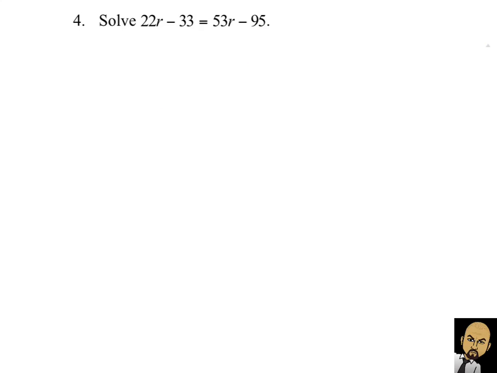And then you want to check your solution. Number 4 on your homework, here we got 22r minus 33 equals 53r minus 95. Write down your steps. Isolate the variable term, undo adding and subtracting of a constant, undo multiplying and dividing of a variable term, and then check your solutions. Again, same thing you guys did last year, except we're adding one more step. So we have to isolate the variable term. We got 22r and 53r on either side of the equation. So let's get rid of the smallest.